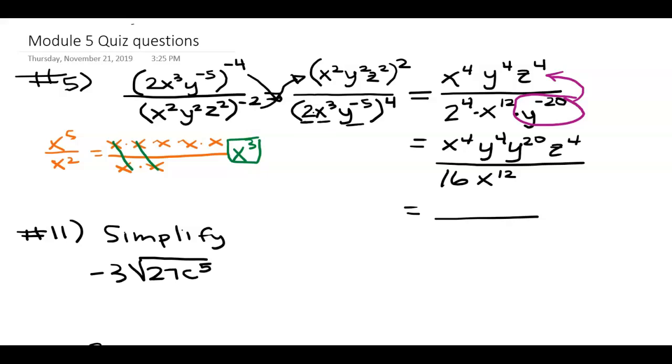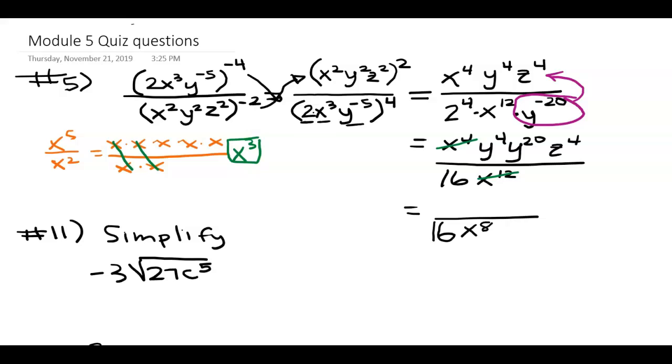All right, so now let's do that same thing with this. x to the 12th is bigger than x to the 4th. How many more are there? Well, it looks like there's 8 more. So x to the 8th is going to be on the bottom, since we got rid of our x's and put it down here. We don't have anything to combine with our whole number 16, so that stays on the bottom. There's no negative exponent, so it's not going to flip upstairs. It's going to stay downstairs.